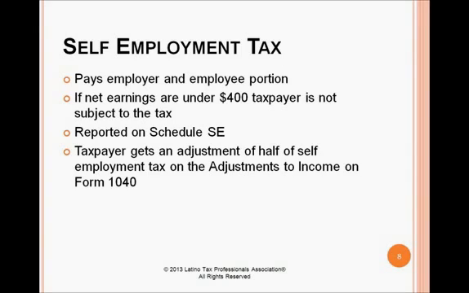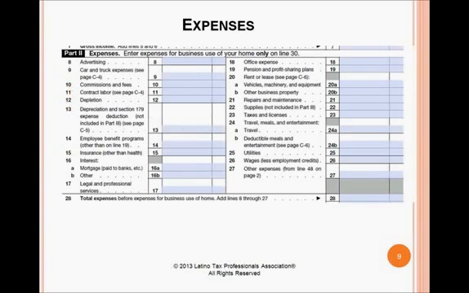And a taxpayer does get an adjustment, since it isn't quite fair that you have to pay all the tax and W-2 employees don't. You at least are able to take an adjustment of half of the self-employment tax on the adjustments to income portion of the front page of the Form 1040.